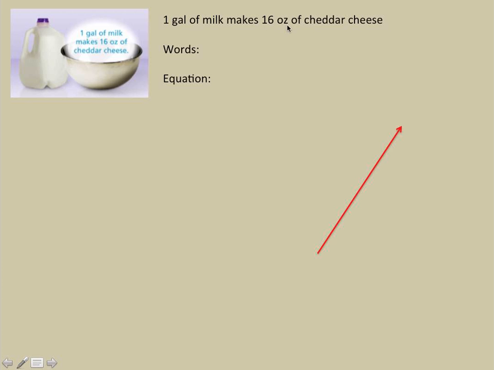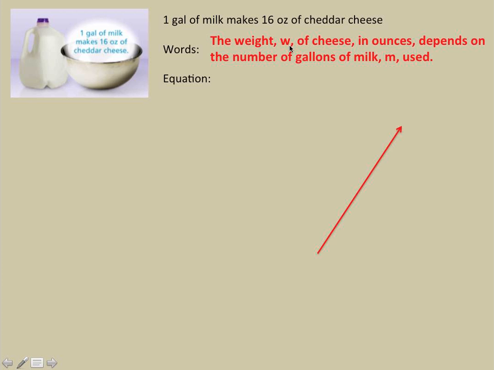1 gallon of milk makes 16 ounces of cheddar cheese. Okay, so they told me that. So in words, the weight W of cheese in ounces depends on the number of gallons of milk used. All right, the more milk I use, the more cheese I can make. All right, so my equation, W equals 16M. The weight equals 16 times the amount of milk.